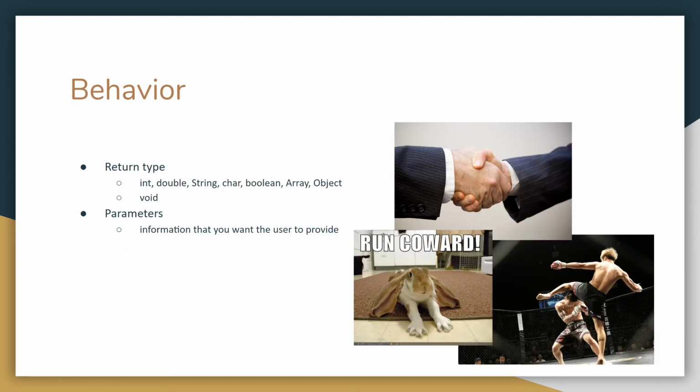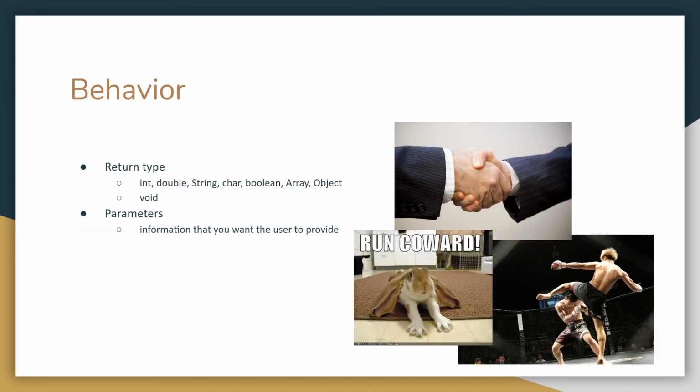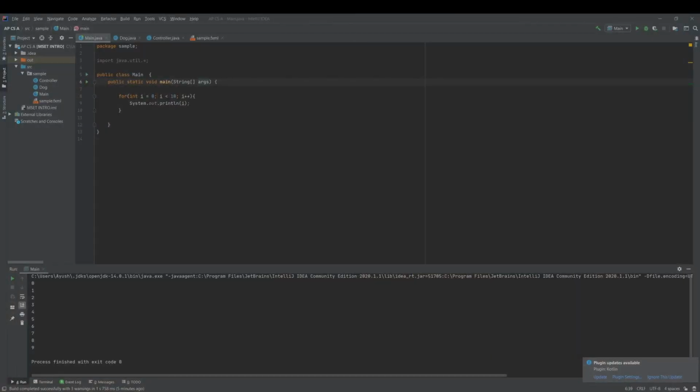And then you have behavior, which is basically the set of methods that your object has with a return type, being either of an object or void. And in the case of void, it basically means that you have no return type. And methods have parameters, which basically is information that you want the user to provide before running the method. So before we get onto reference semantics, let's hop on IntelliJ.